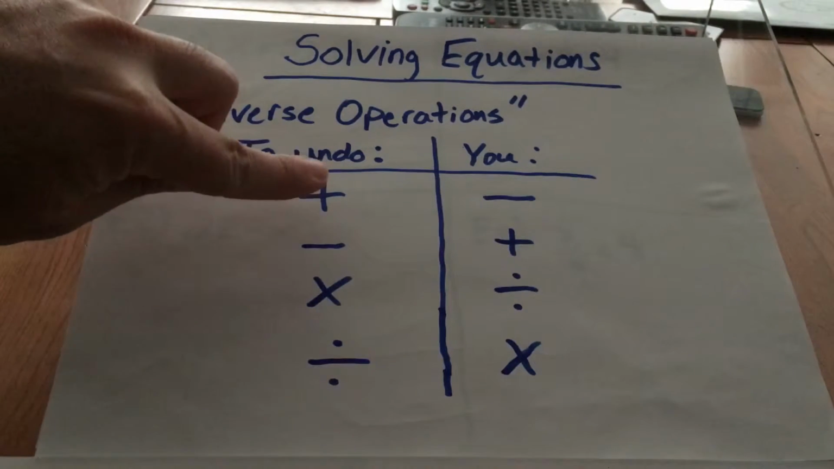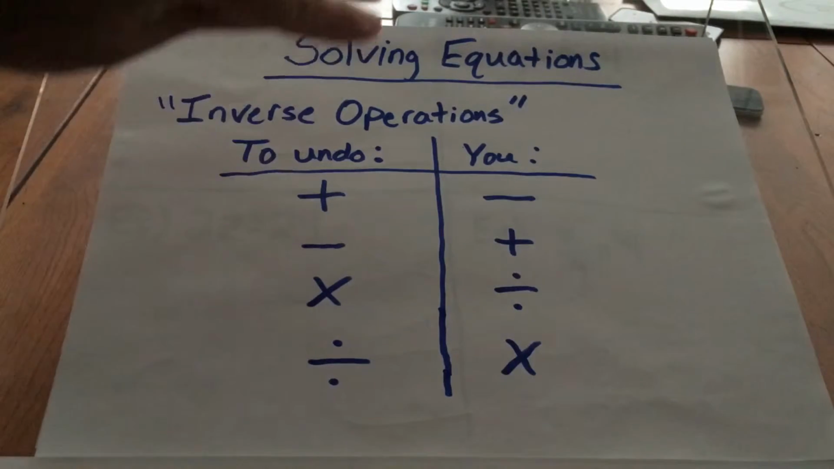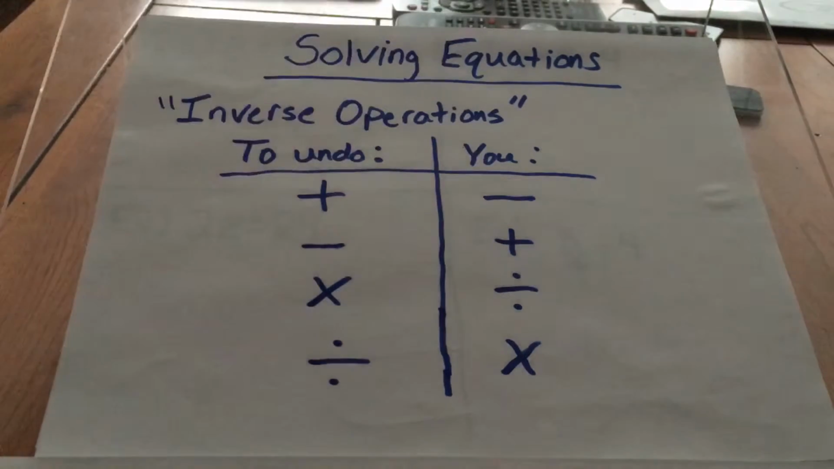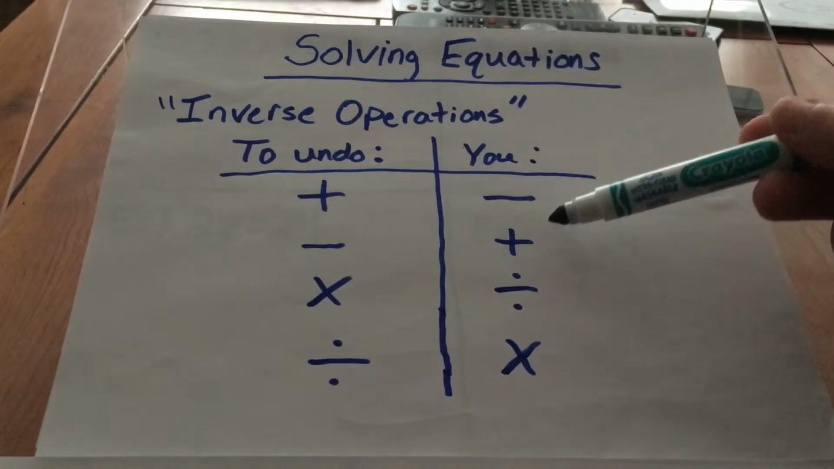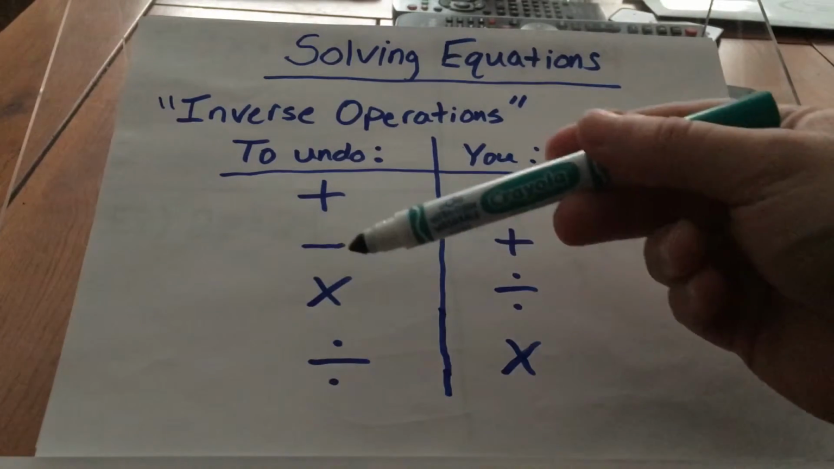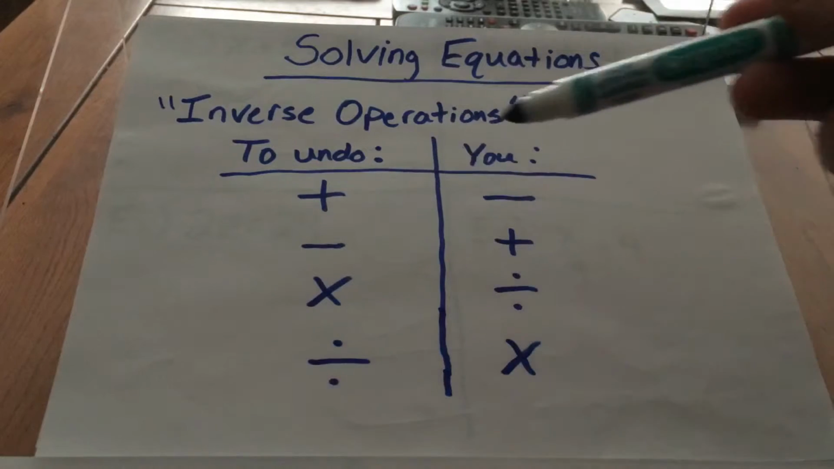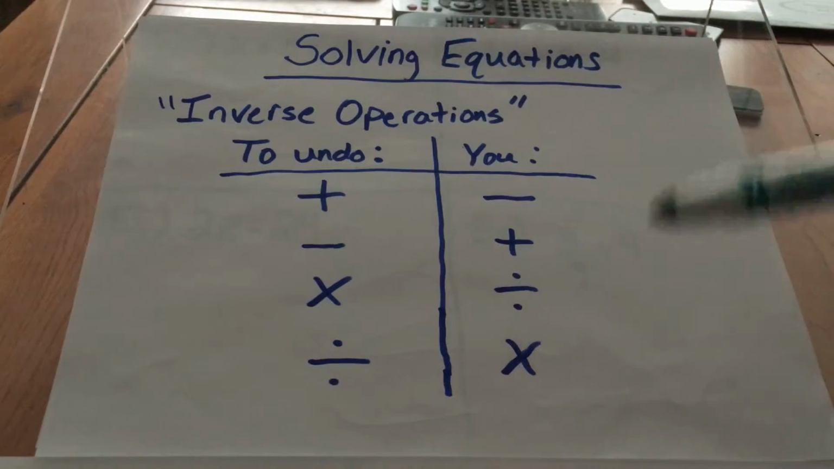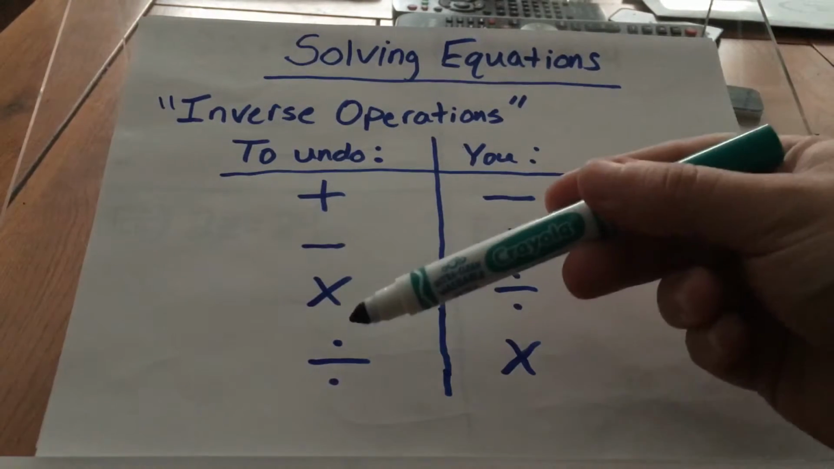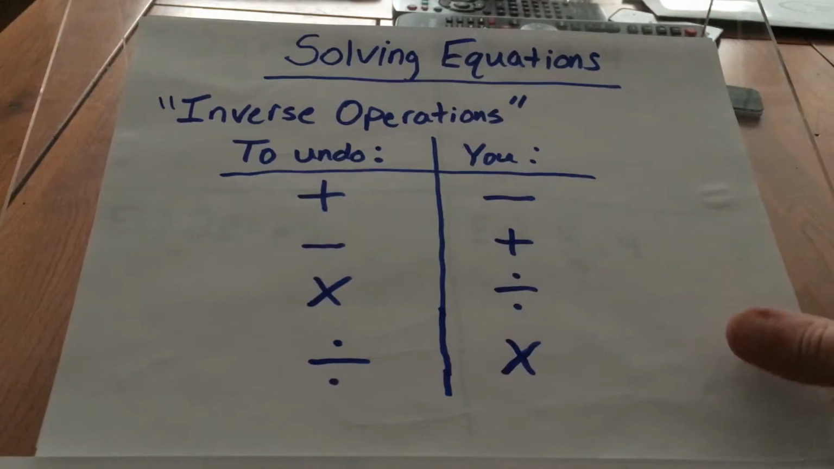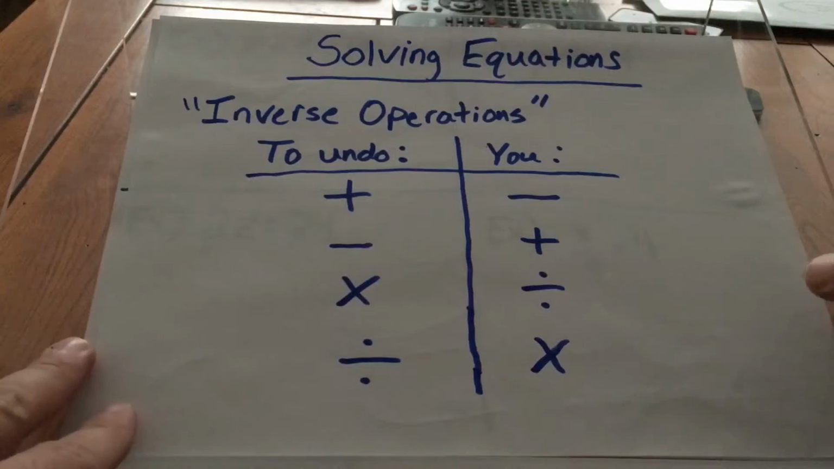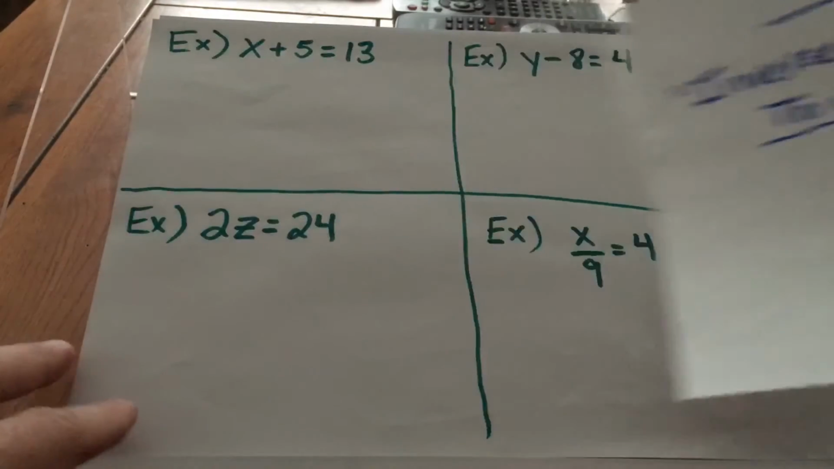So this plus here is going to be undone by a minus. So if you had a plus 3, to undo it, you would minus 3. If you had a minus 3, to undo it, you would plus 3. If you had something times 3, then to undo it, you would have to divide by 3. And then finally, if you're dividing by 3, then you have to multiply by 3 to undo that. All right. So if you know those few things, then solving equations will be a breeze.